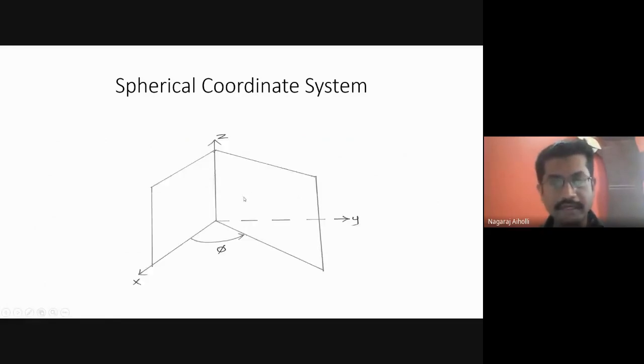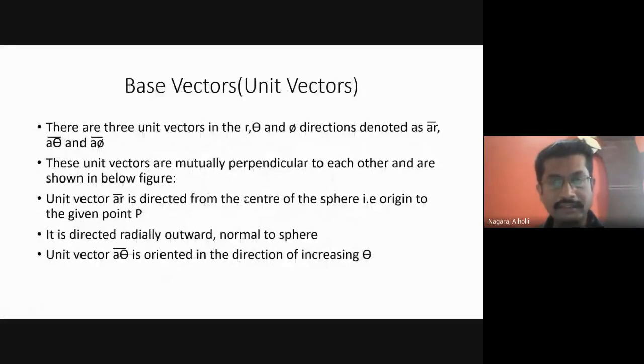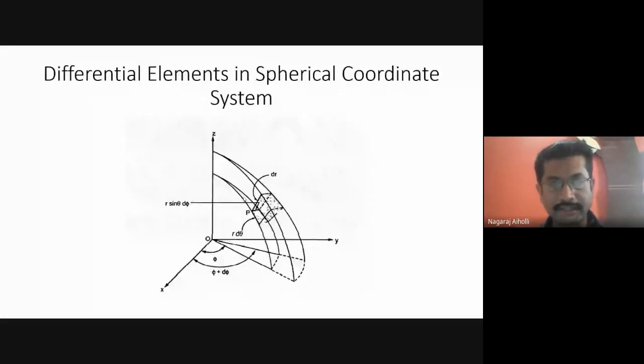If this is the angle theta and d theta, then what will be the differential length for theta? Here are the two lines I am joining: one line from O to P, another line from O to the bottom point of this surface. The angle between O to P and the next line is the angle d theta.